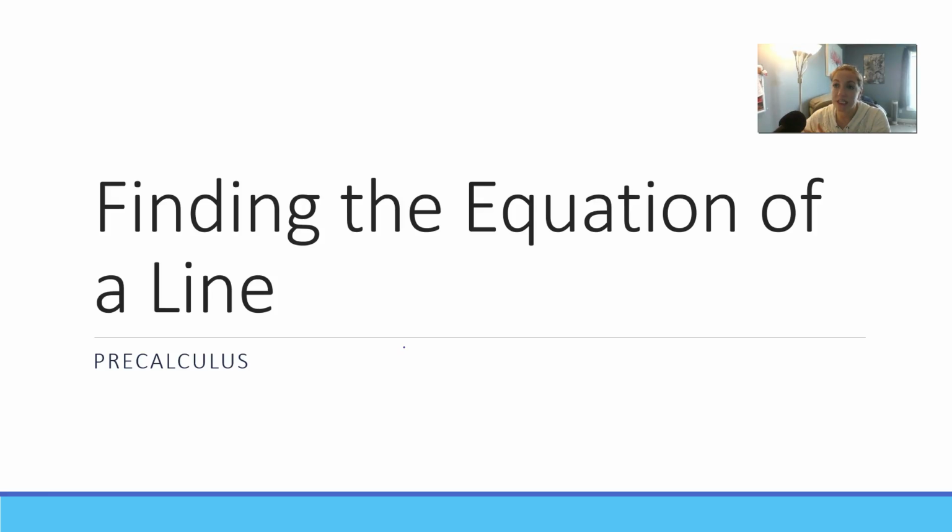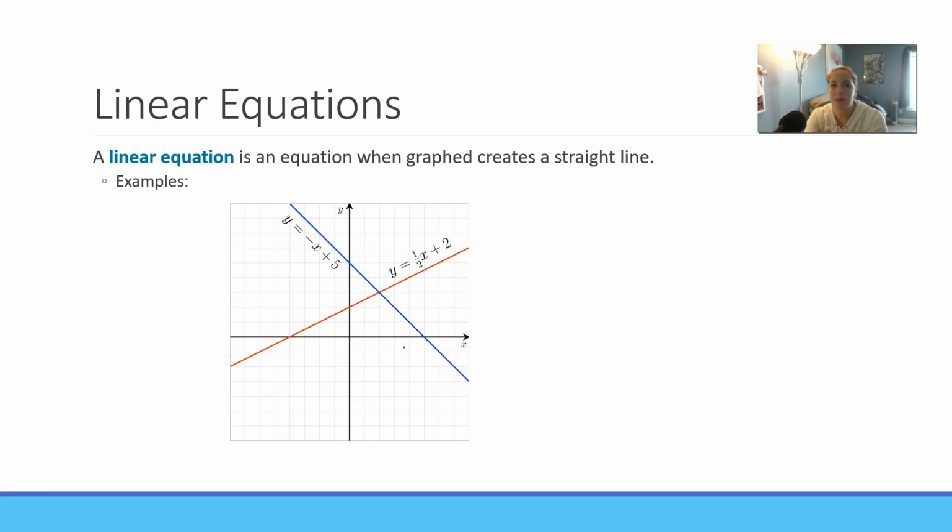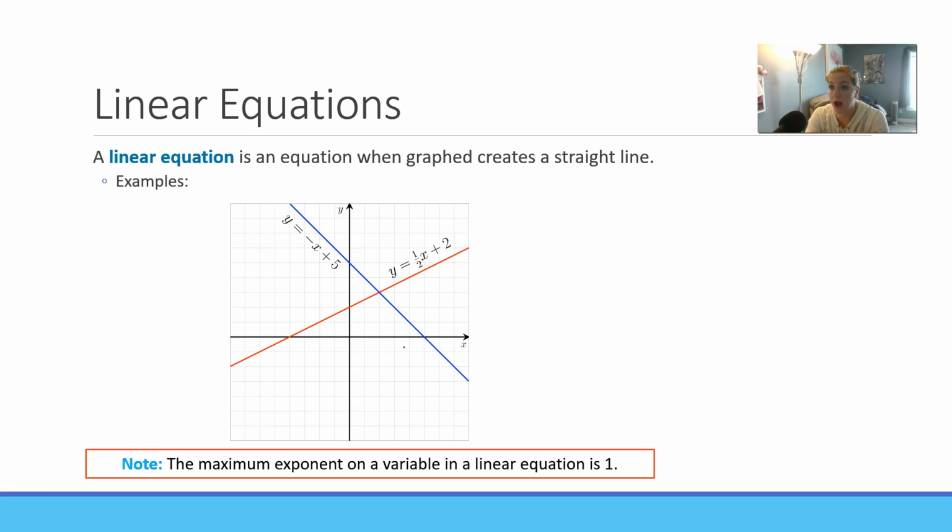Now that we understand what the slope is, we can use that to help create equations of the line. So a linear equation is an equation that, when graphed, creates a straight line. So a straight line like this. Now here are some examples. Y equals negative x plus 5, y equals 1/2 x plus 2. Both of these are linear equations simply because when we graph, their solutions are ordered pairs x, y. Right? All those points on the line would be solutions.